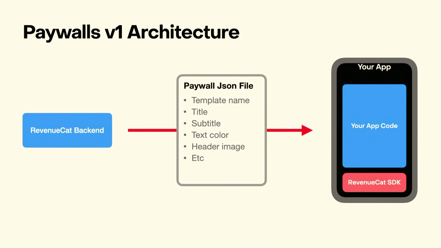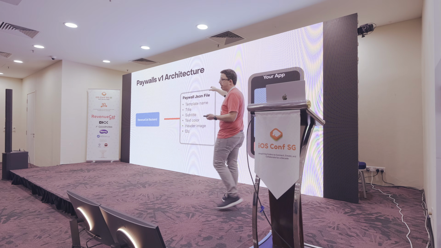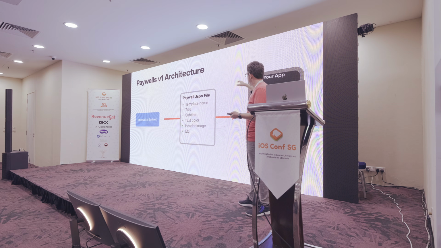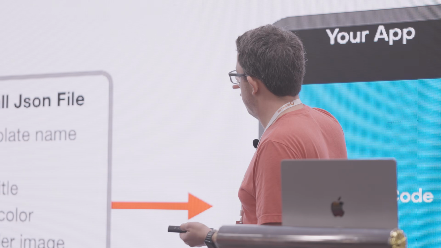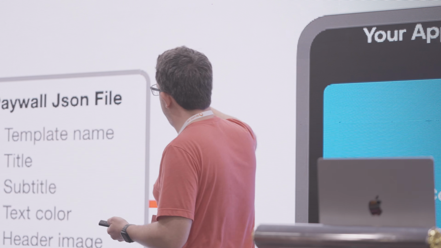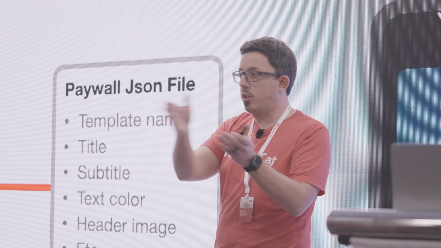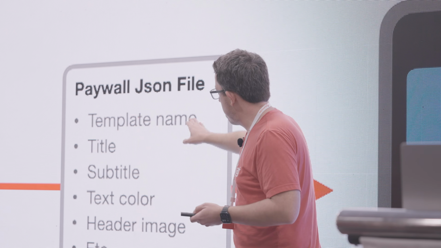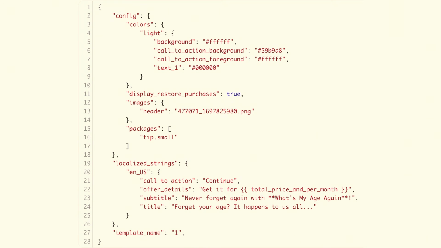If we look at the actual architecture here, the way it worked is our backend would send a paywall JSON file to our app. And then our app used that to render the actual paywall. This file was essentially a paywall name, and that's what drove which paywall gets rendered, and then a bunch of metadata. So this is an actual simple example of one of those JSON files.